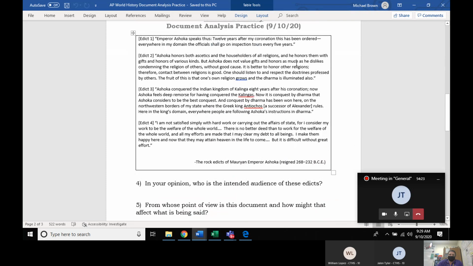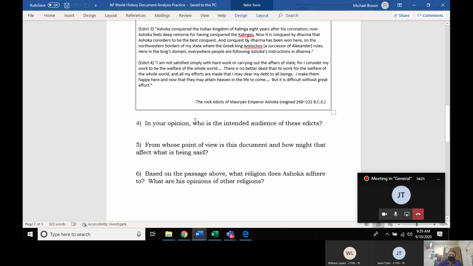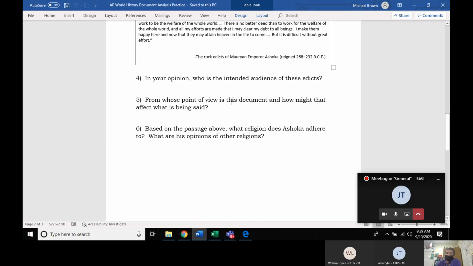Next, you got some Emperor Ashoka stuff. In your opinion, who is the intended audience? You don't know, but who do you think it's for? From whose point of view is the document, and how might that affect what is being said? It tells you at the bottom who's writing this. You're going to draw some conclusions on who this guy is, the Mauryan Emperor, and how that may shape how he sees things and how he says things.